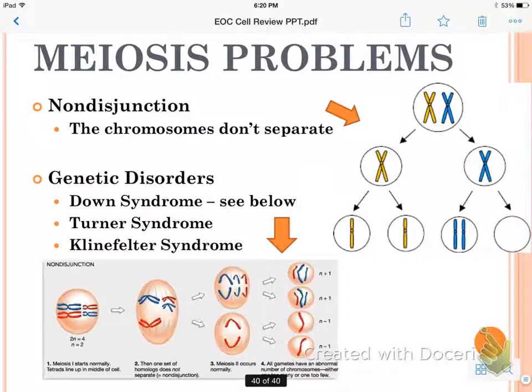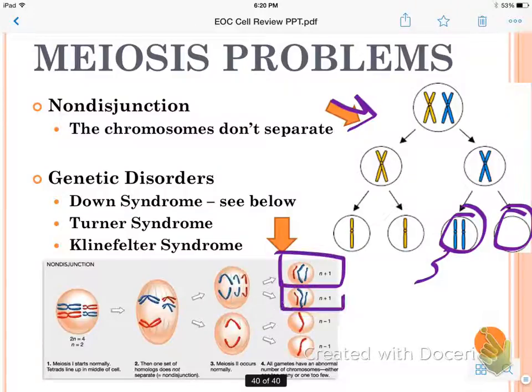So problems, we have non-disjunction, which is when they don't separate. That's this picture, if you look right here. So the X's should be separating, but oh look, this one doesn't have it. So if this is a sperm cell and it goes on to fertilize an egg, it's going to bring an extra chromosome. Other issues, Down syndrome, this is where we get 3. So if you look here, this one has 3, this one has 3. So if that's the egg or the sperm that's being fertilized, once again you have a problem because you have an extra chromosome. So that's going to result in that disorder. And that's it.